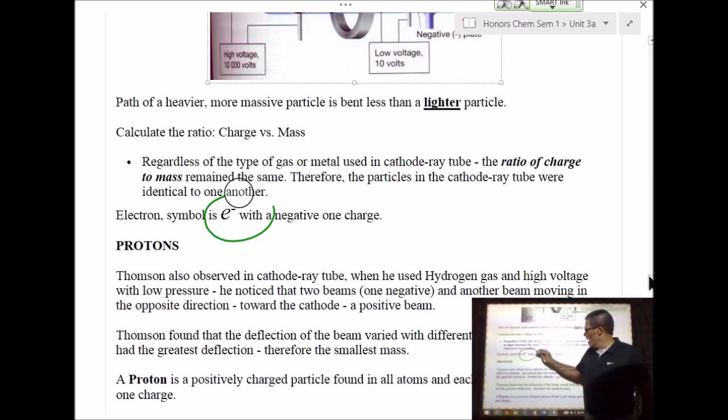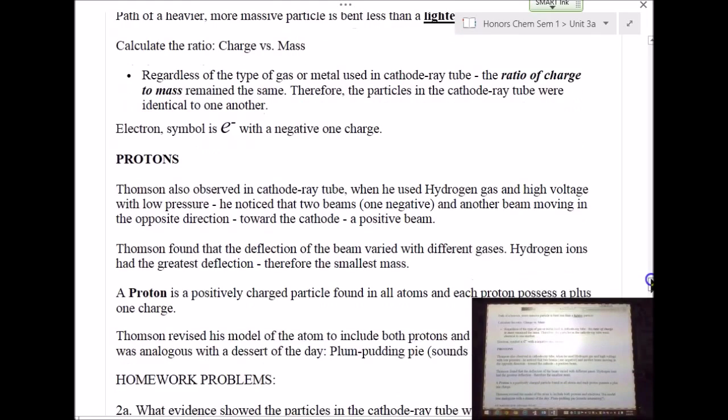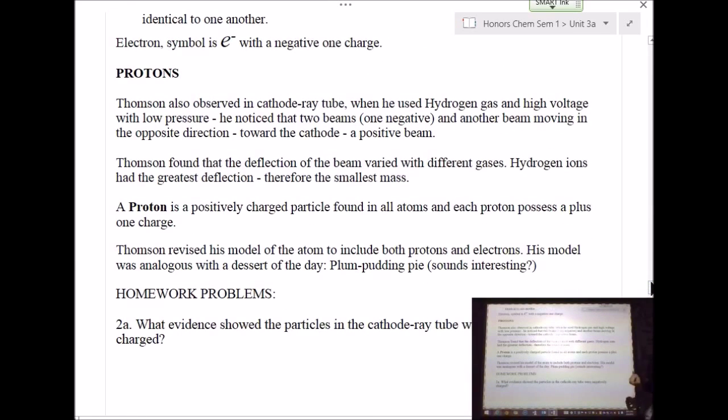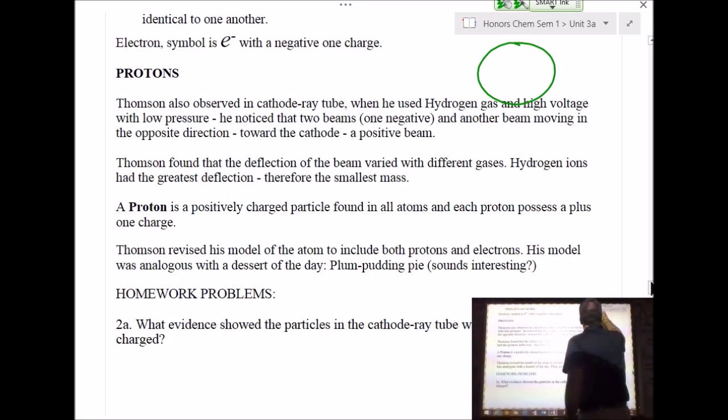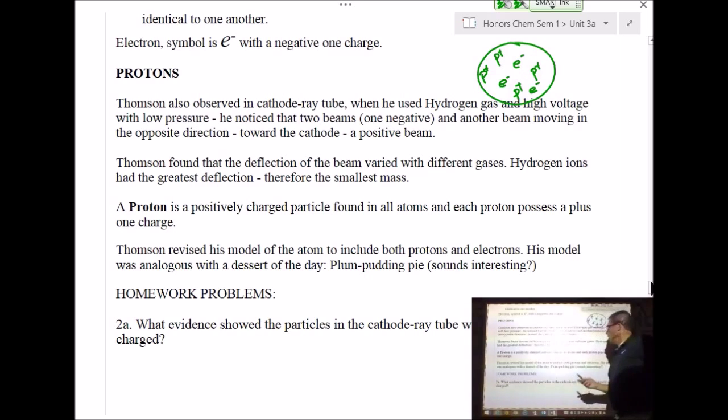Now, I guess back in the day, there was a very delicious treat, and he associated his model with this treat of the day. And it looks something like this, where you had your atom, and he had these particles kind of scattered throughout. This was his model. Now again, this is not what we believe today. At least I hope you don't believe that today. And he said it kind of looks like, where is it? Oh, here it is. A plum pudding pie.